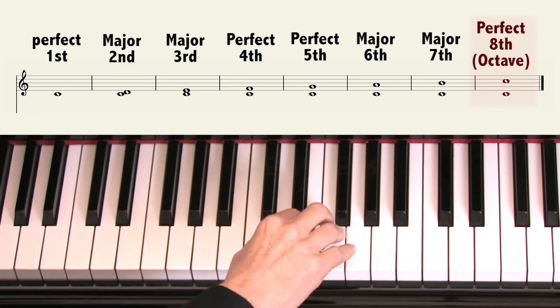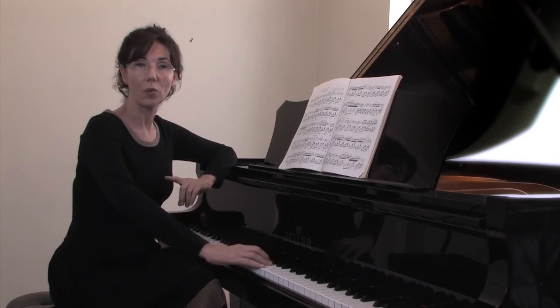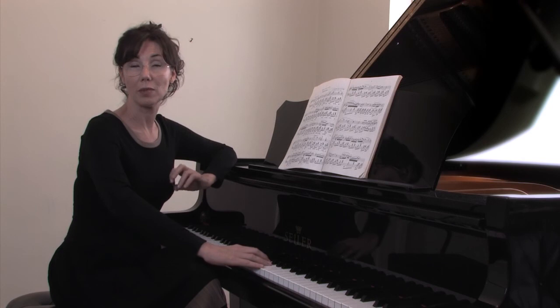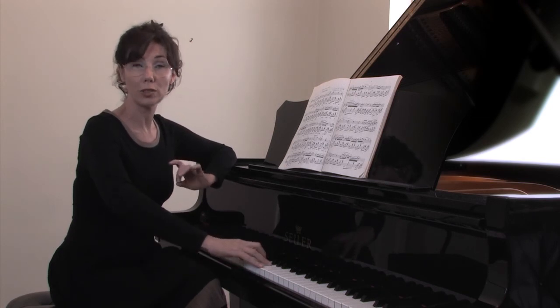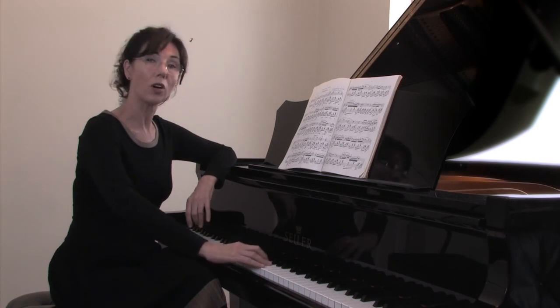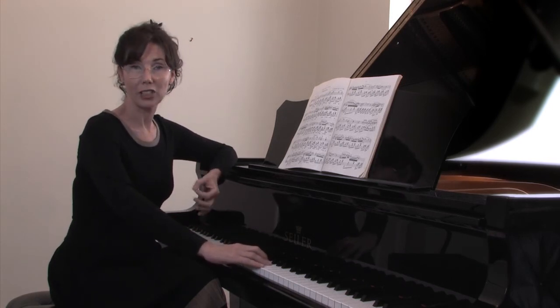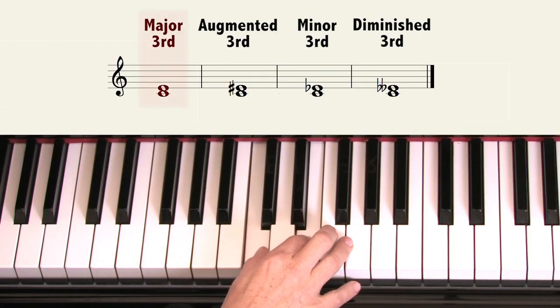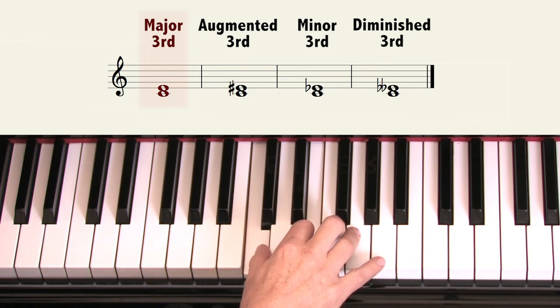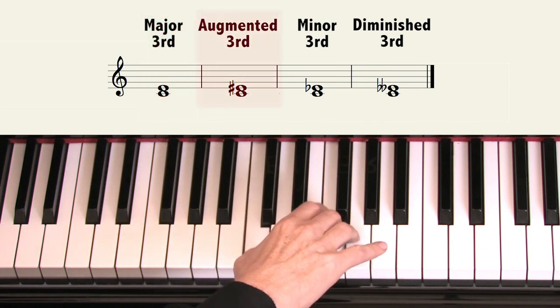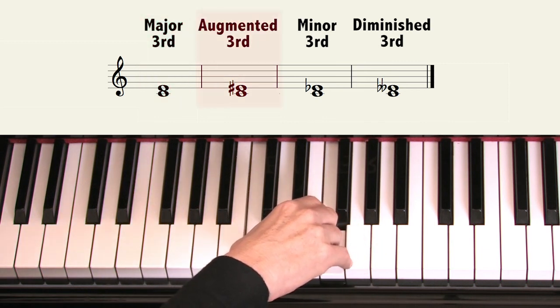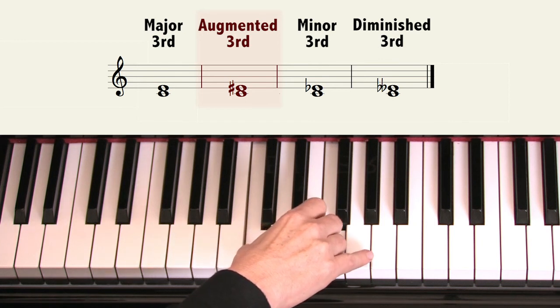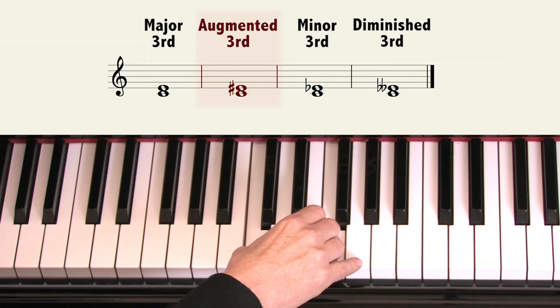Now, let's look at those intervals and see what happens to them when they are made a semitone larger or a semitone or two semitones smaller. First of all, let's look at the major intervals. Let's take the major third. I've got a major third here from C to E. If I increase that by one semitone, so I make the E into an E sharp, I have an augmented interval. So one semitone more than a major interval is an augmented interval.